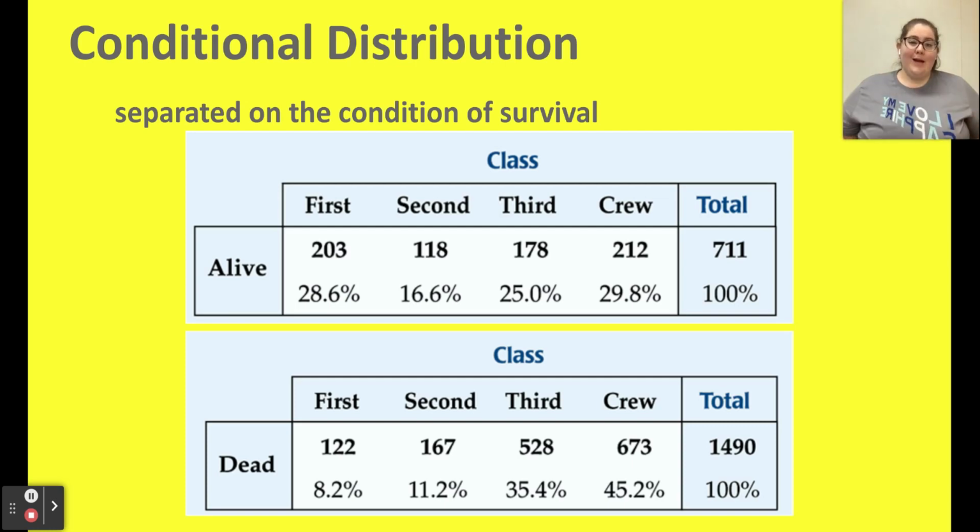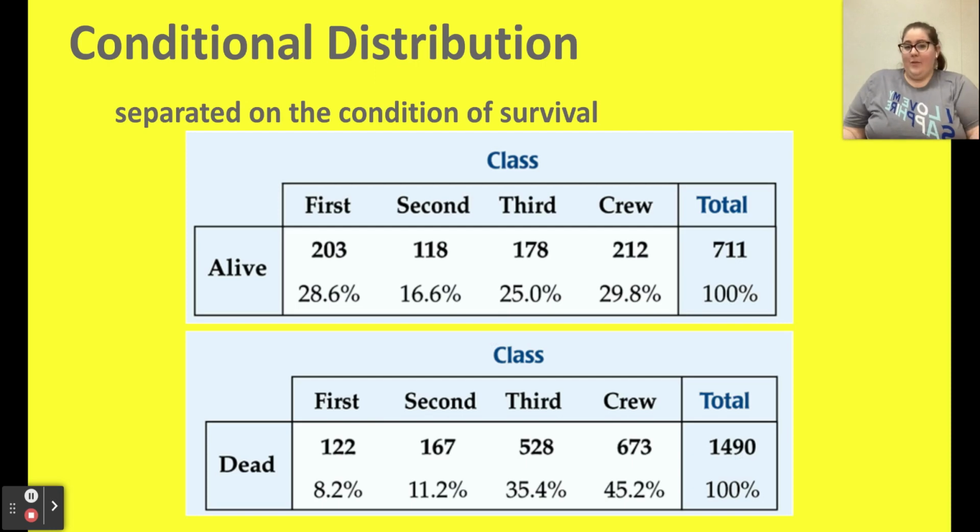Because we separated it on the condition of survival, within each row those percentages should add up to 100 because we're doing it out of the 711. Same thing for the people who died. These percentages should add up to 100 because I did it out of 1490. So I'm separating my table on that condition.